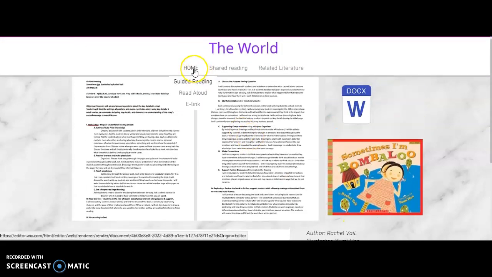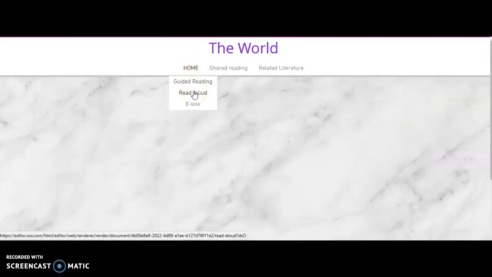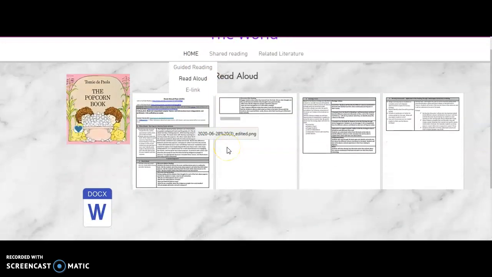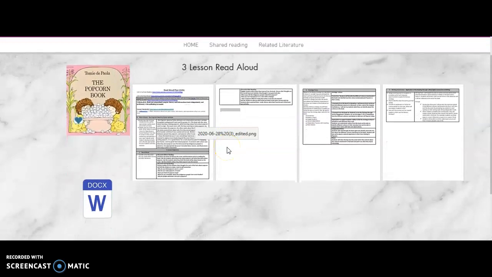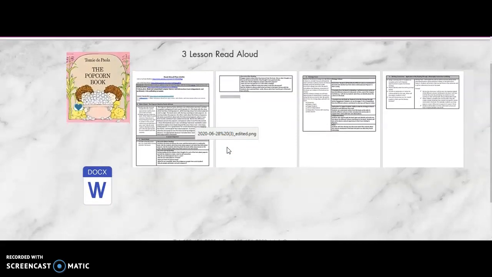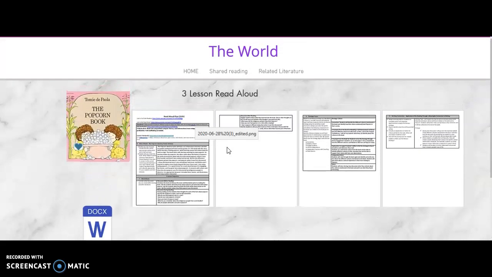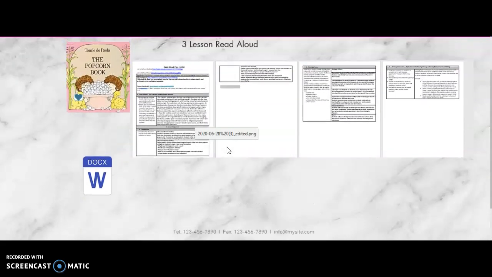Next is my read aloud, centered around the Popcorn book. This is an informational text where students will engage in discussion about culture and factual information. Students will be able to summarize, recognize key details, and state their opinions on what they learned.